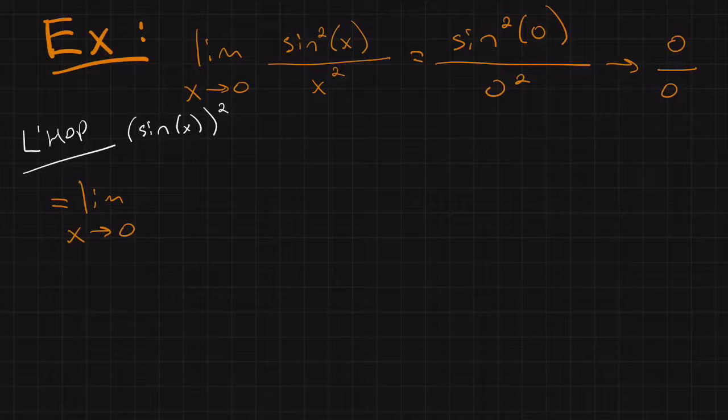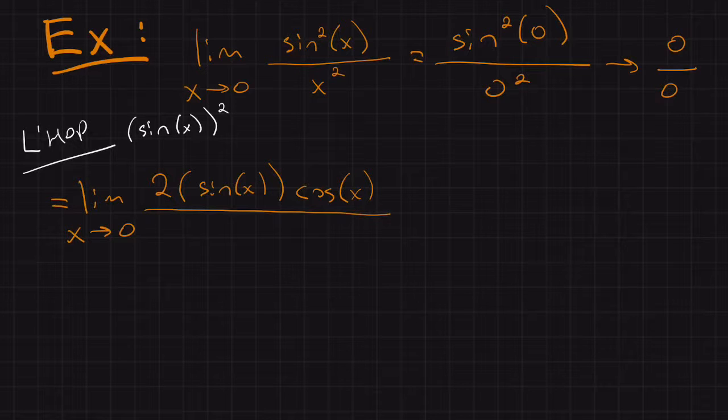The outer function is the parentheses squared. The inner function is sine of x. So the derivative of sine of x, quantity squared, would be 2 times sine of x. And then we have to multiply that with the derivative of the inner function. Derivative of sine is cosine. Separately, we find the derivative of the denominator. Derivative of x squared would be 2x.